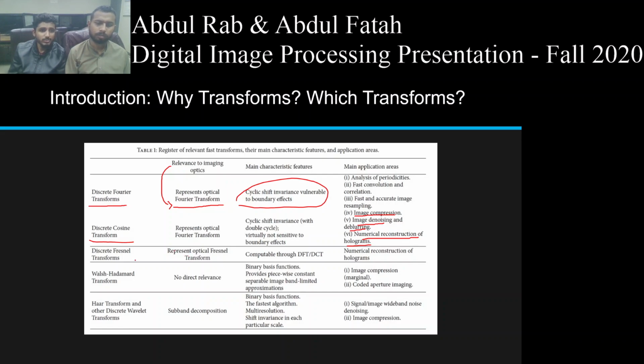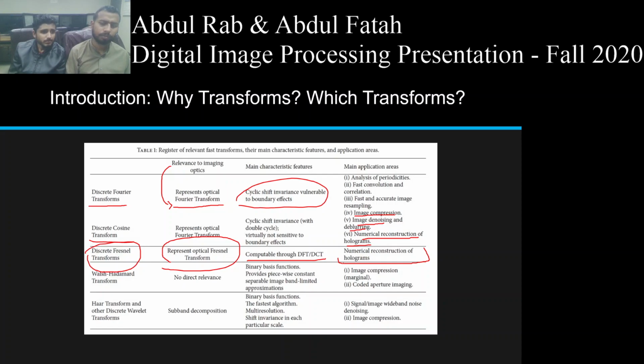The second is the discrete Fresnel transform, which represents the optical Fresnel transform, and its feature is that it is computable through the discrete Fourier transform and DCT, the discrete cosine transform. It means we can compute the discrete Fresnel transform with the help of the discrete Fourier transform and cosine transform, which we have defined previously, in the first two. The application of it is numerical reconstruction of holograms.